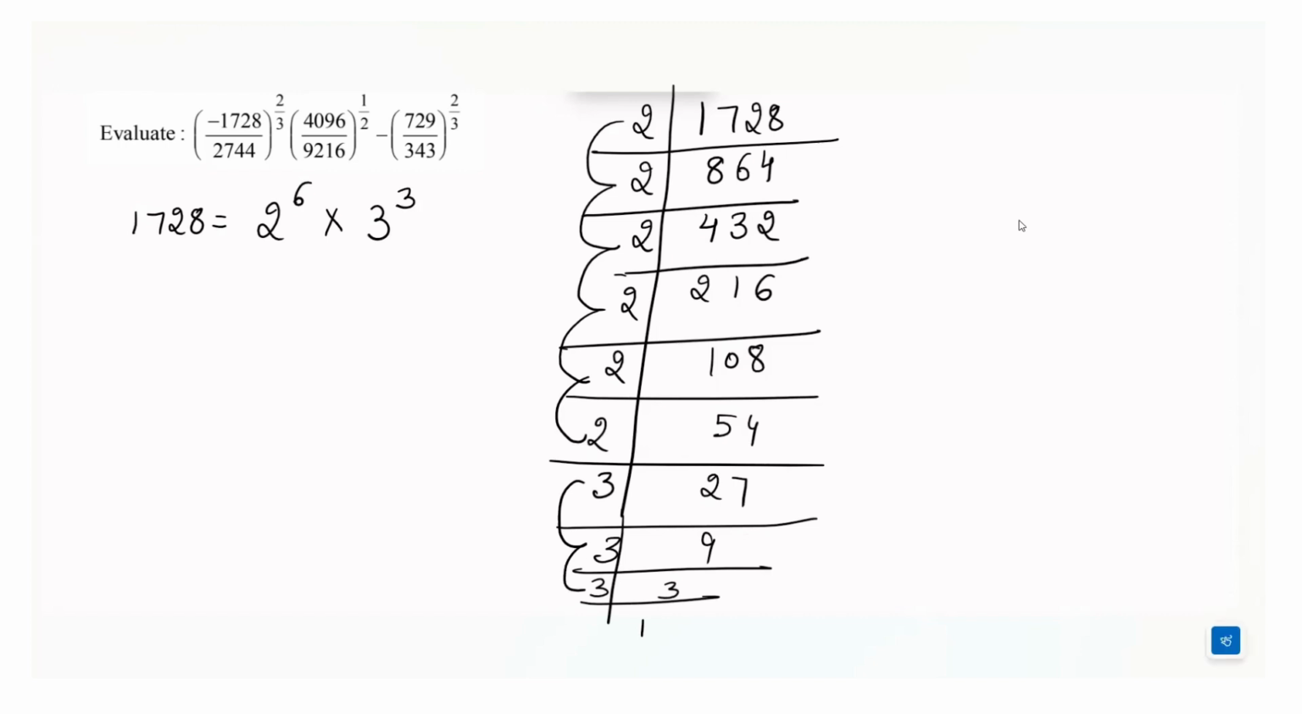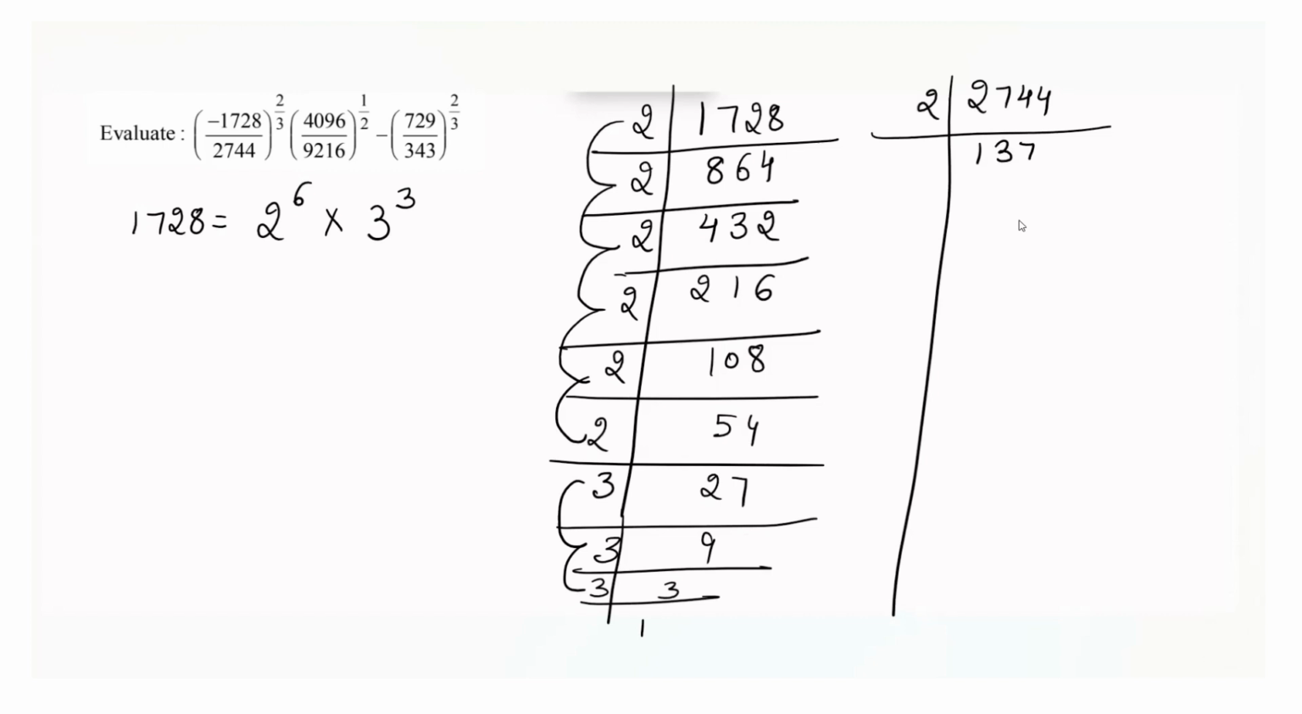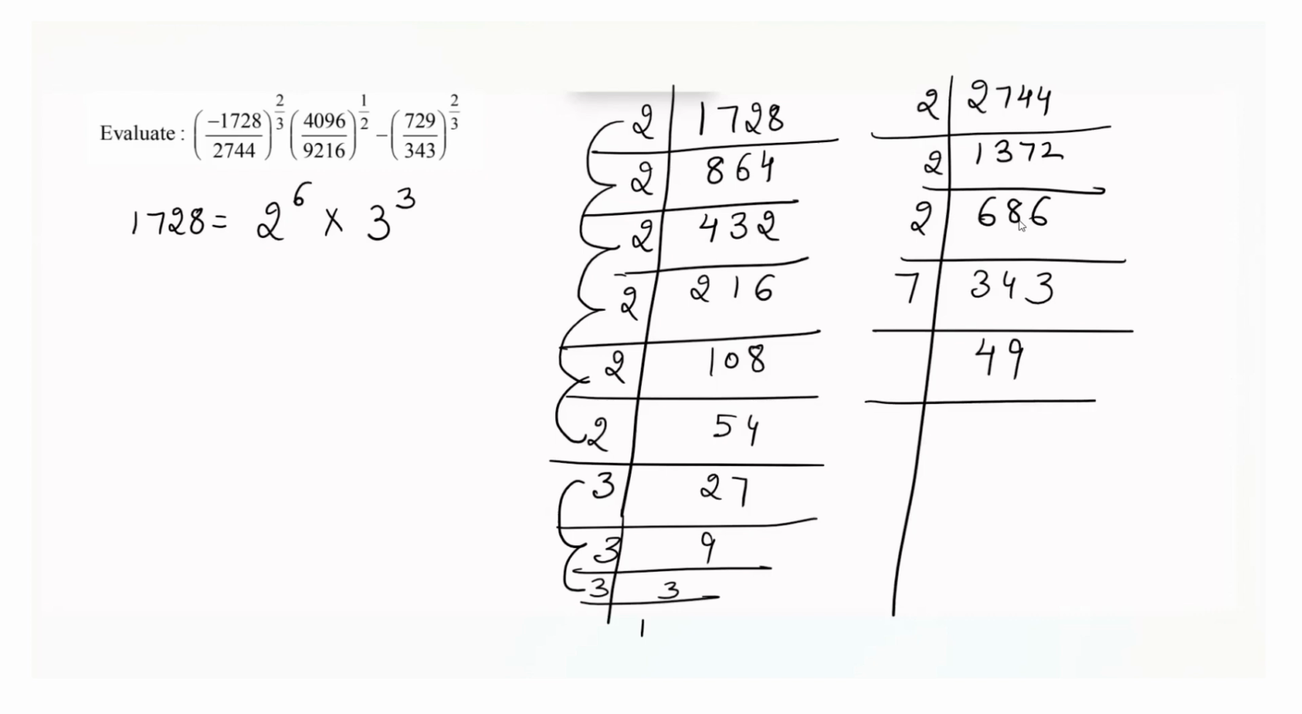Now similarly, if I find out the prime factors for 2744, I will divide it with 2. So 2744 equals 2 raised to power 3 into 7 raised to power 3.